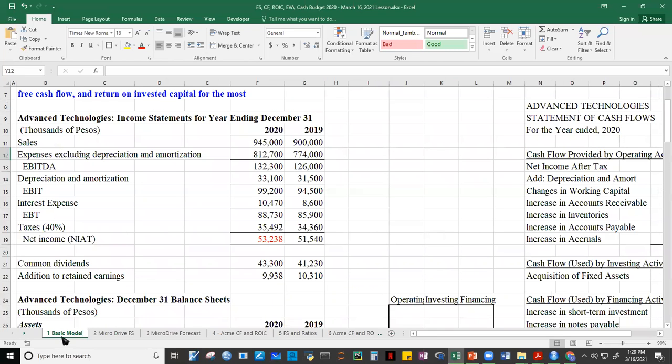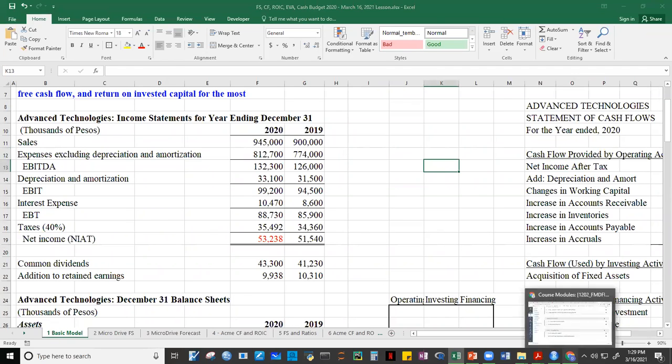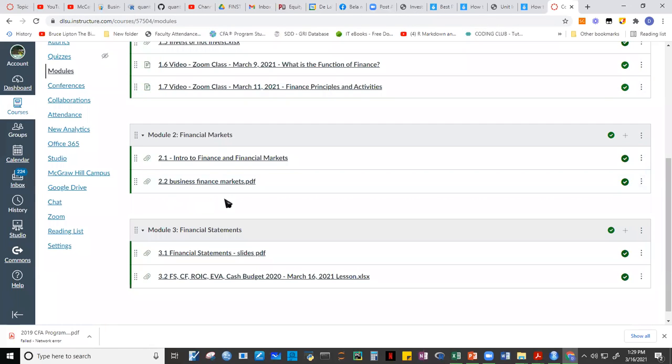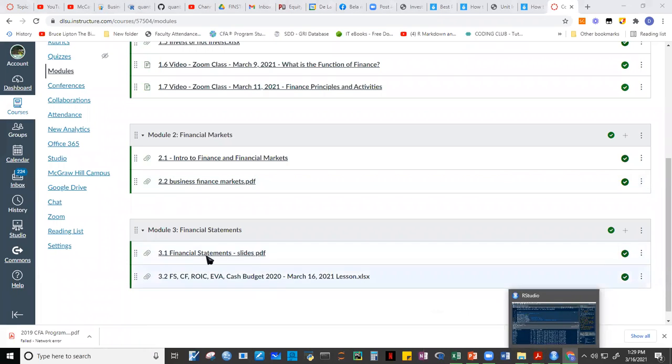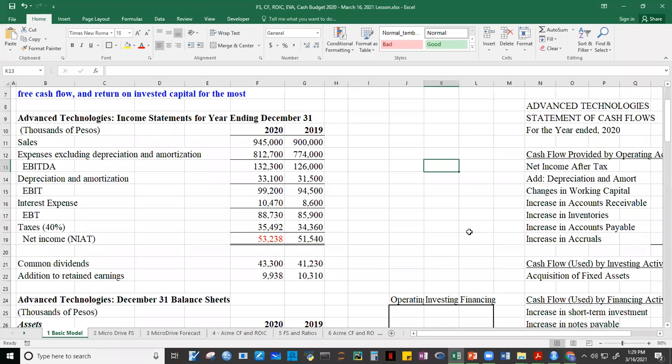So let's start first with worksheet number 1, the basic model. Sir, where is the Excel file? Let me show you. Here, guys, Module 3, here, the 3.2. Okay, I'll give you 1 minute, guys, to download it if you don't have it yet. Let me pause sharing. Remind me to continue sharing, guys. So let's have one minute so that those who don't have it yet can download it.